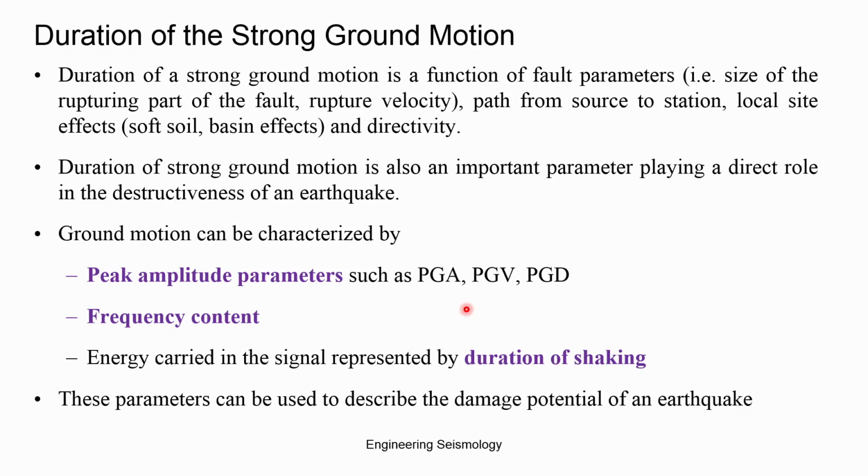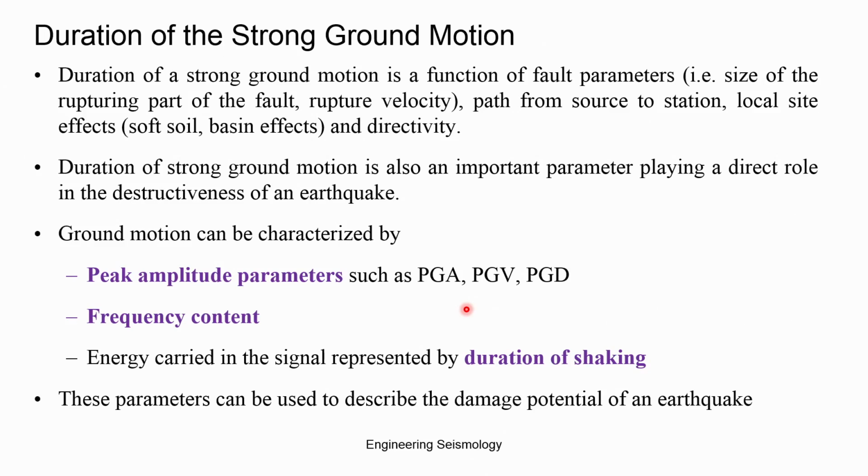The duration of the strong motion is also an important parameter playing a direct role in the destructiveness of the earthquake. If you have a very high peak horizontal acceleration but a short duration, it may not cause damage. But if you have a low peak horizontal acceleration with a long duration, it will cause damage. That is like hitting a person with one strong punch versus hitting several times with a medium or slow punch, which results in a different kind of effect. The same thing is applicable here.